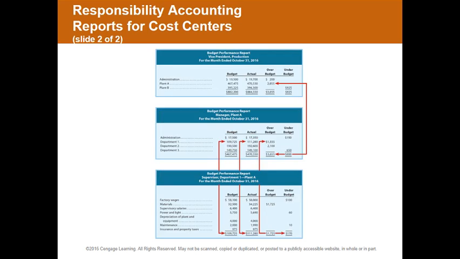Here's a quick glance at how those reports would actually break down, how the information would roll up from Department 1. In that middle report, the budget performance report for the manager at Plant A, you'll notice that they have it broken down between administration, which would be those things that are not related to the various departments. Then they show Department 1, 2, and 3's information. And then how all of that rolls up globally to Plant A for the Vice President's production report.